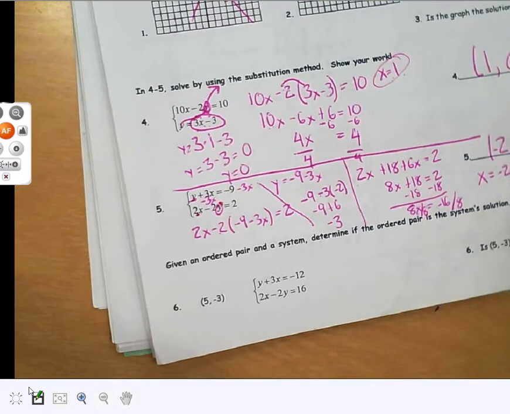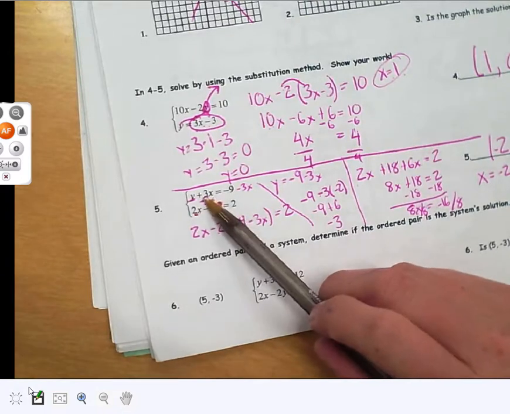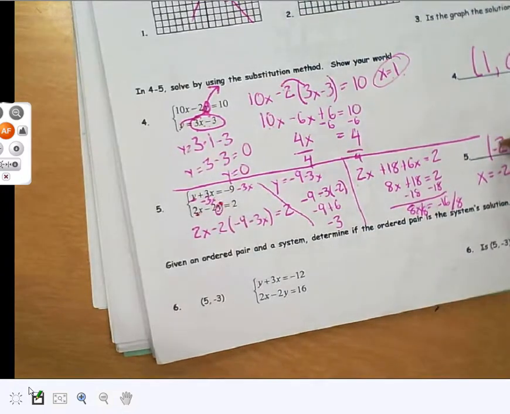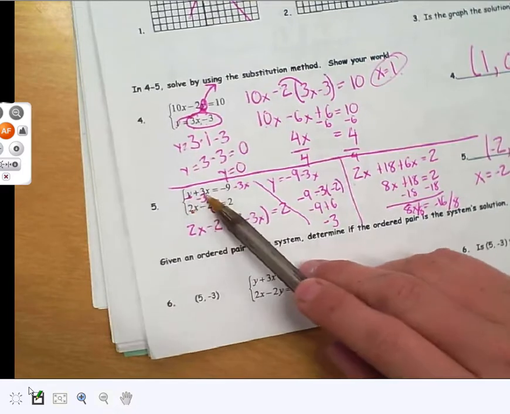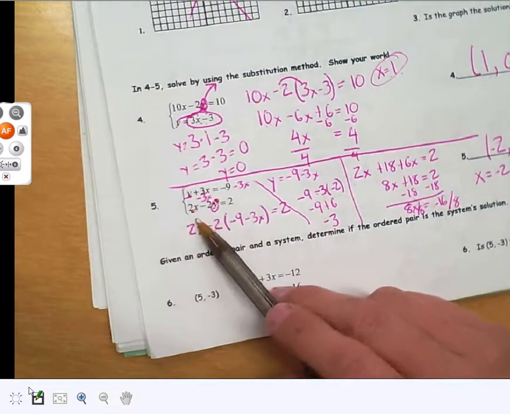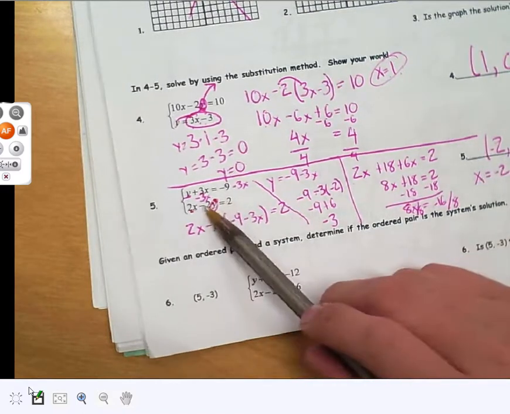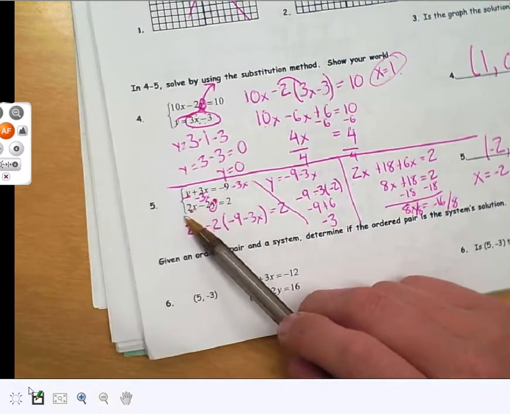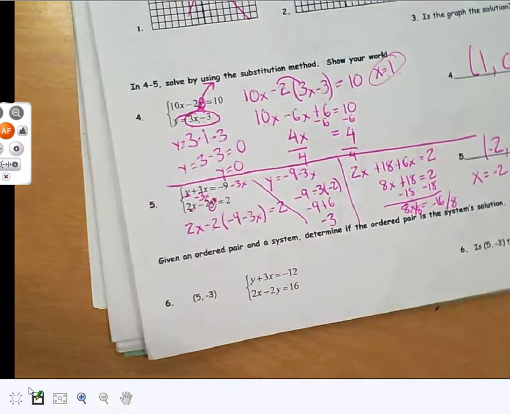So then we plug in. Negative 3 plus 3 times negative 2. 3 times negative 2 is negative 6. Negative 3 plus negative 6 equals negative 9. So we know we did it right. 2 times negative 2 is negative 4. Negative 2 times negative 3 is positive 6. Negative 4 plus 6 is 2. So because both of them check out, it checks.